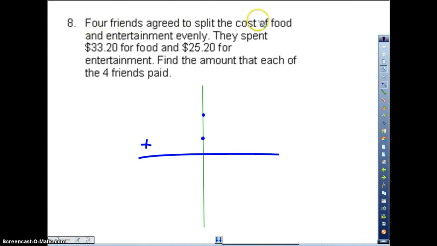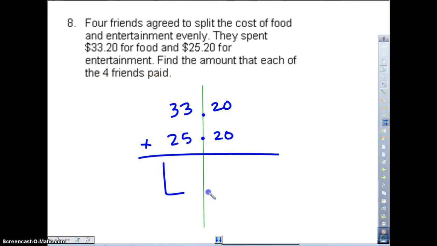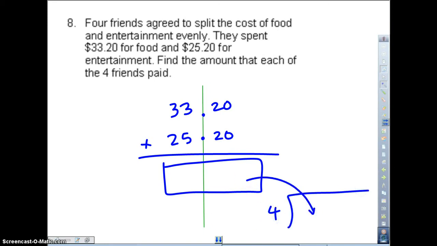Okay, 4 friends agreed to split the cost of food and entertainment evenly. They spent $33.20 for food and $25.20 for entertainment. What did I do here to add them up? Yeah, line up your decimal point. Find the amount that each of the 4 friends paid. Get this amount here and then divide it by what? Yeah, divide it by 4. Okay? Your answer will be in dollars.